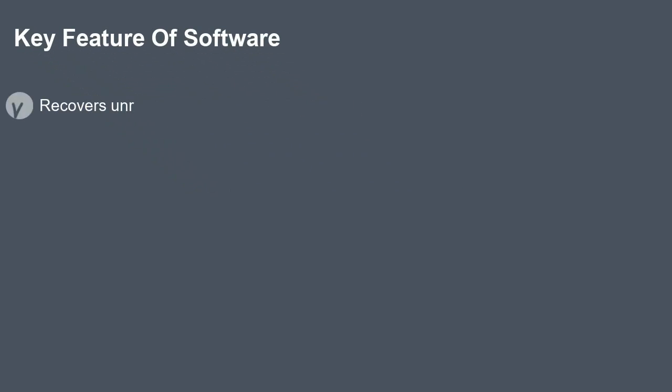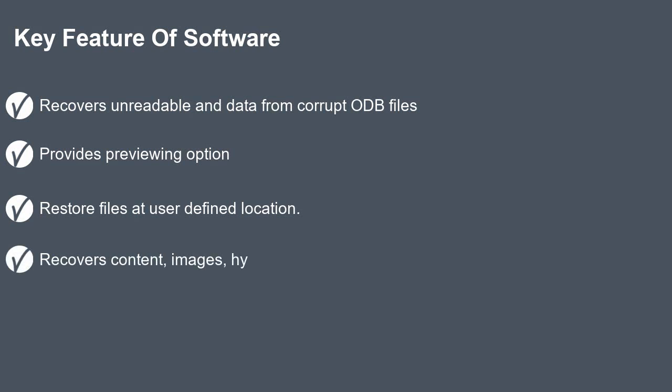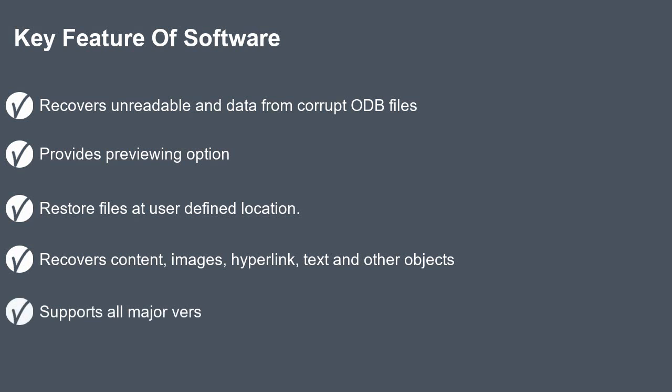It efficiently recovers unreadable data from corrupt ODB files in OpenOffice suite. Provides previewing option for the content of the recovered file. Facilitates restoring of the file at user-defined location. Recovers content, images, hyperlinks, text and other objects from corrupt ODB file in OpenOffice. Software supports all major versions of OpenOffice and Windows 10.